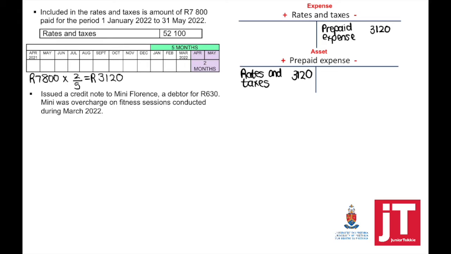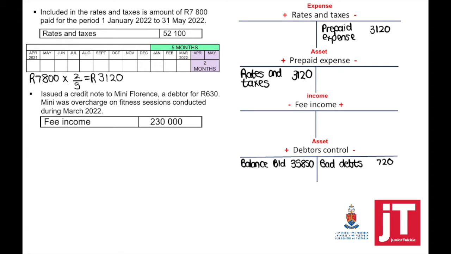Next adjustment, issued a credit note to Minnie Florence, a debtor for 650. Minnie was overcharged on fitness sessions conducted during March 2022. Again, debtors control is involved, but now this was a service which was rendered, which means we need to adjust the fee income. This debtor was overcharged, which means we need to credit her account. Debtors control is credited and fee income will be debited.